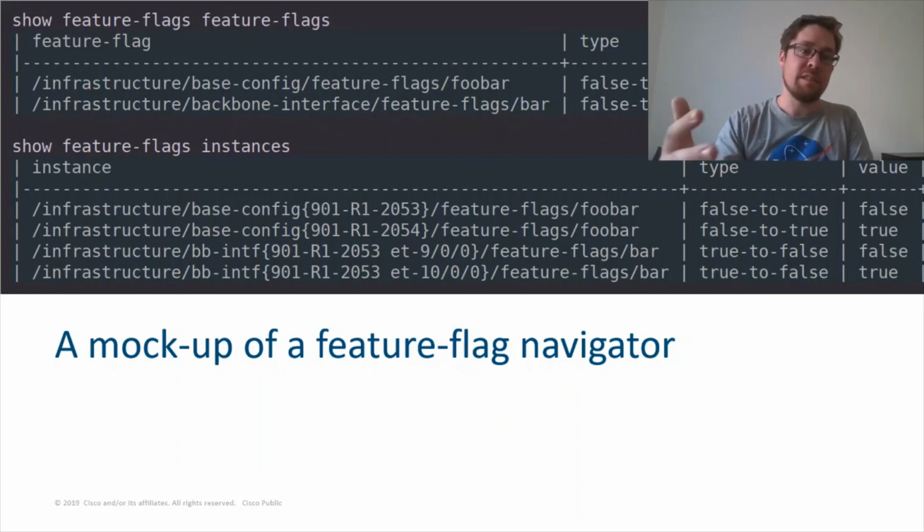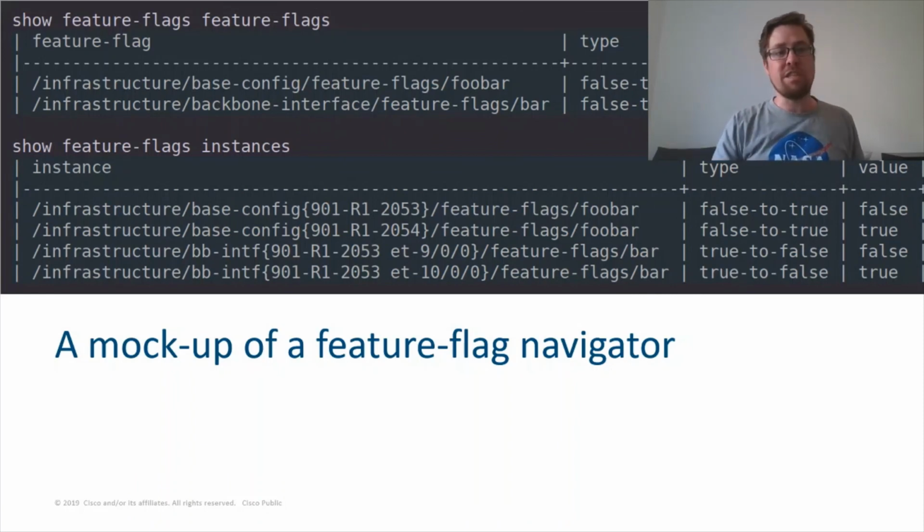And here I've built this, it's a sort of a mock-up of its feature flag navigator, as I call it. So at the top here, we can see we have this show feature flags command, which lists the feature flags that we have and the progress. So we can see these are rolled out to 73% and 14% respectively. They are feature flags in different services. So this is on base config, it's called foo bar, and this is on the backbone interface, it's called bar.